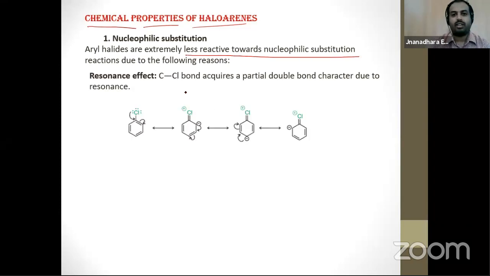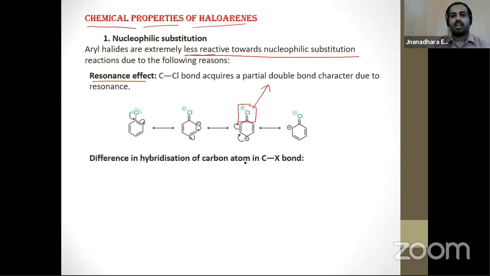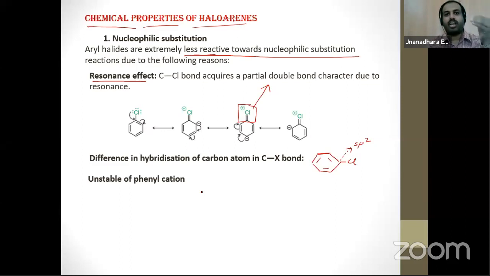These are the reasons. One, because of the plus R effect of chlorine, the carbon-chlorine bond acquires partial double bond character. And you know, a double bond is stronger than a single bond. Therefore, bond breakage becomes difficult, hence less reactive. Second, look at the hybridized state of carbon here. In haloarene, the carbon atom is sp2 hybridized, something like chlorobenzene.